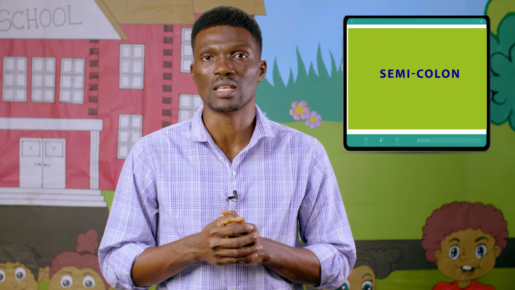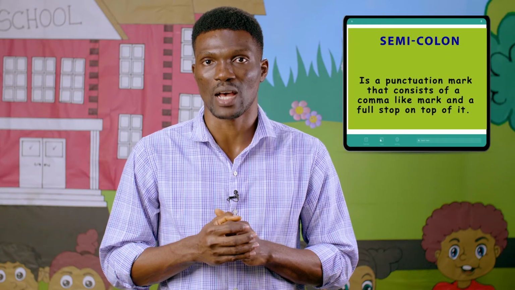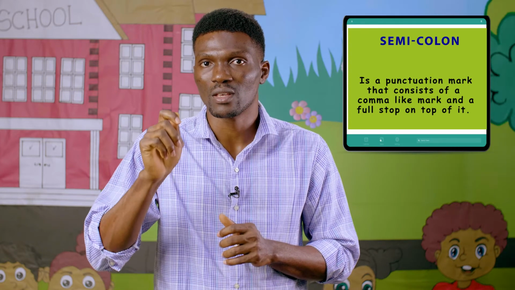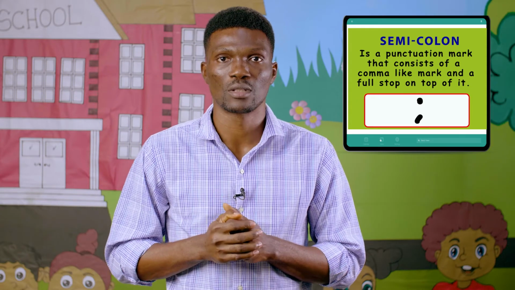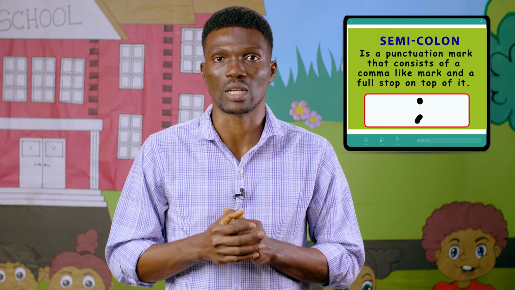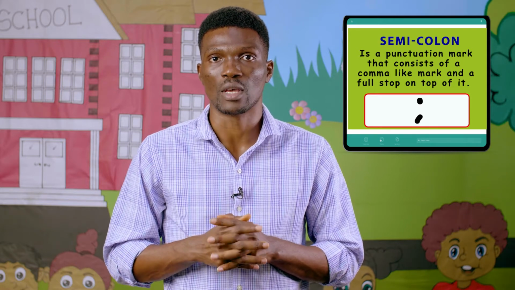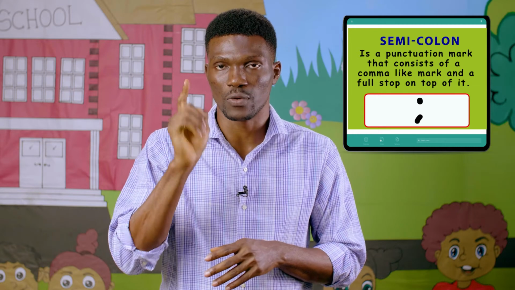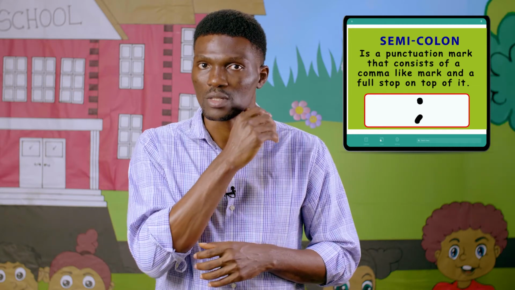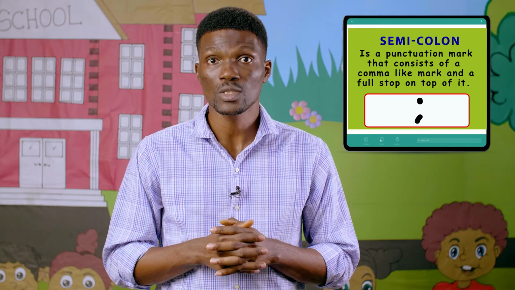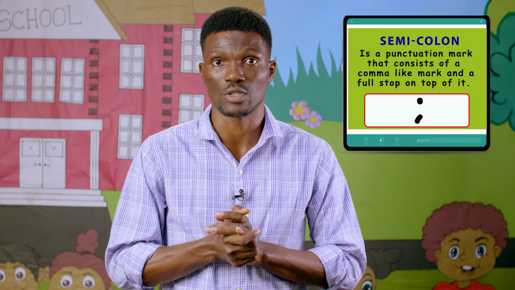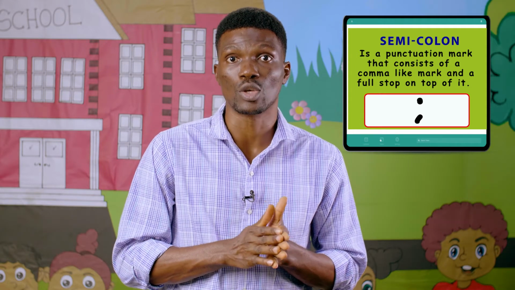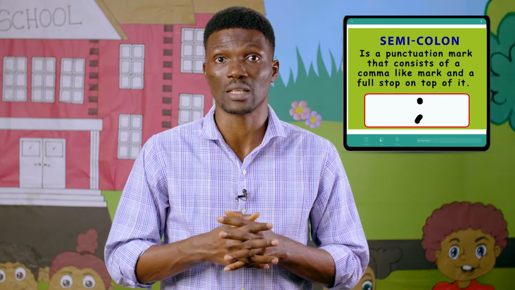So basically, what is a semicolon? A semicolon is a punctuation mark that consists of a comma-like mark, like a comma, with a full stop on top of it. So that is a semicolon. You can see it on my screen right now. Semicolons are used to separate main clauses, and that's precisely what I want to talk about. You could use semicolons, or you could use dashes, to separate main clauses.